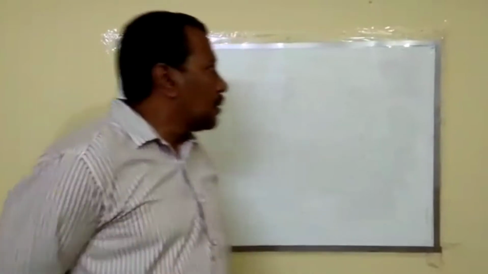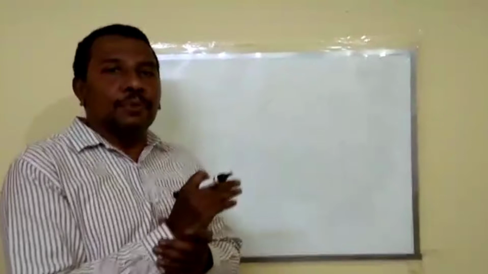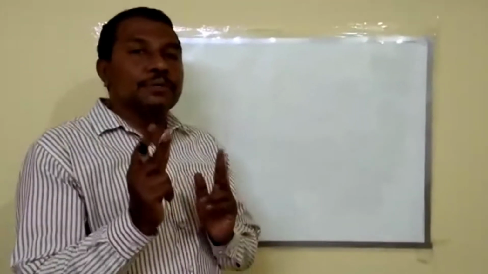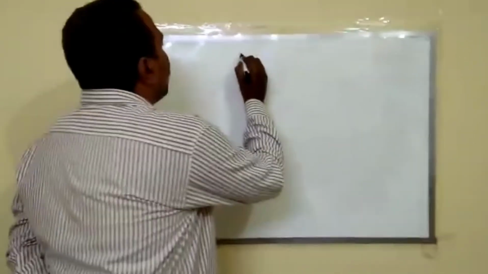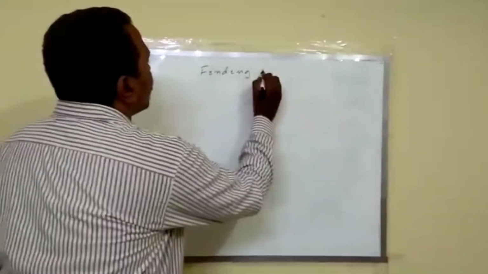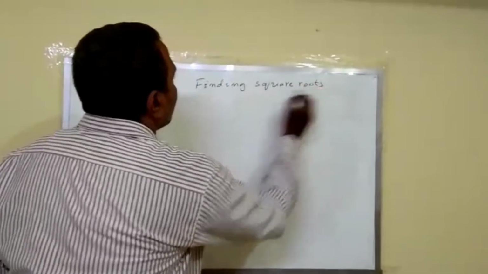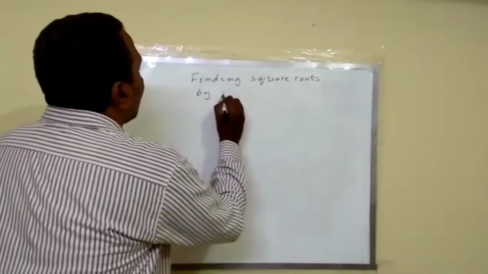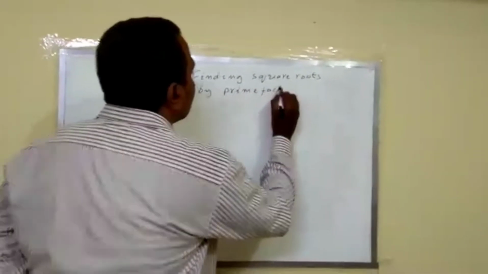We had discussed square roots and cube roots. Now we'll discuss how to find the square roots and cube roots of certain numbers by using the prime factorization method as well as the division method. First of all, we'll discuss finding square roots by the prime factorization method.